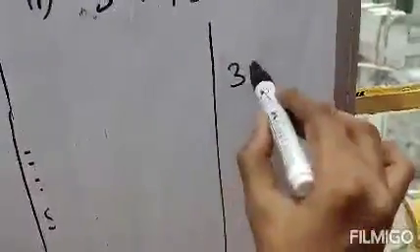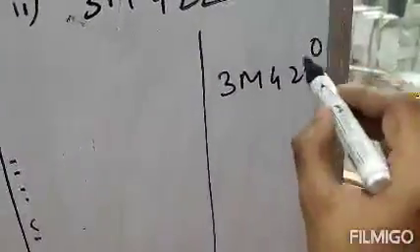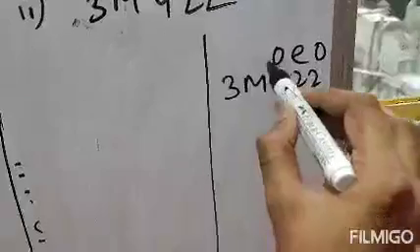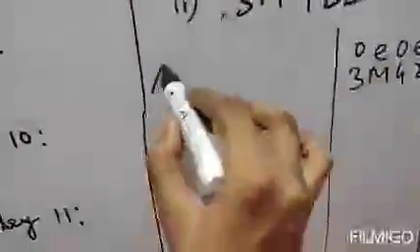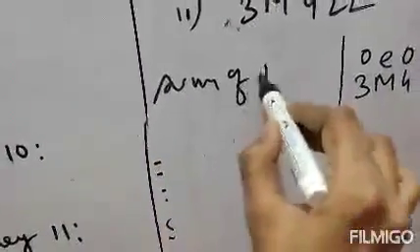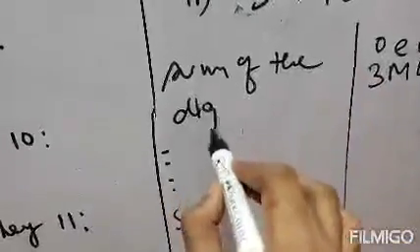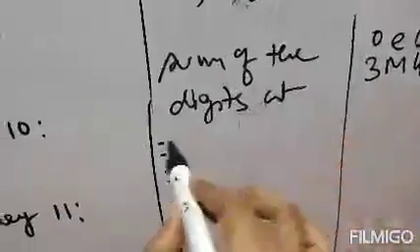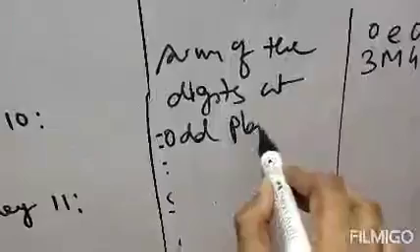The next number is 3m422. Clear? So just classify them as odd and even first, starting from your right side. Odd, even, odd, even, odd. Now find out the sum of the digits at odd places.